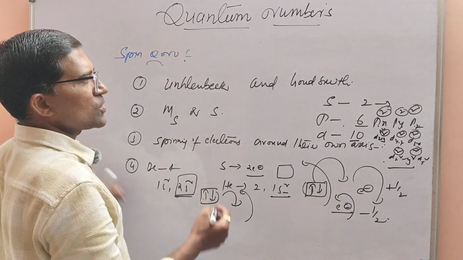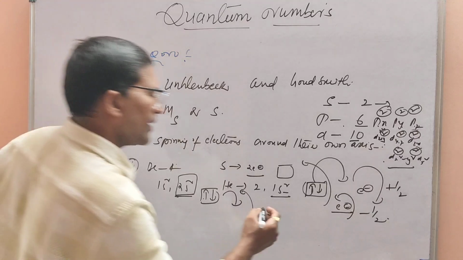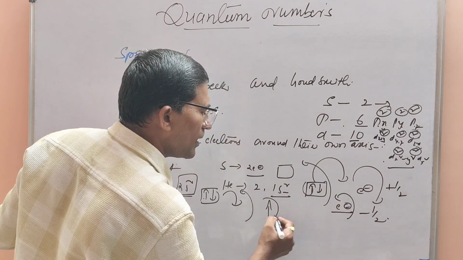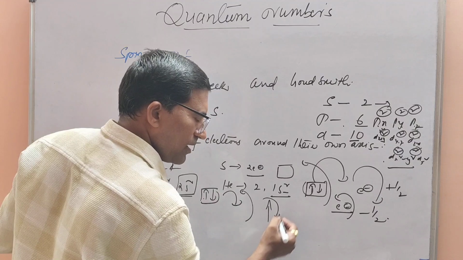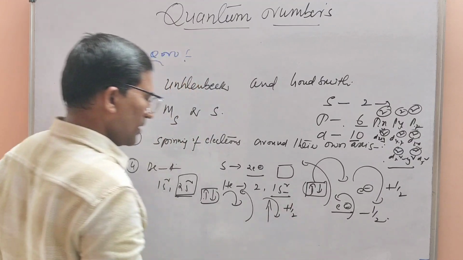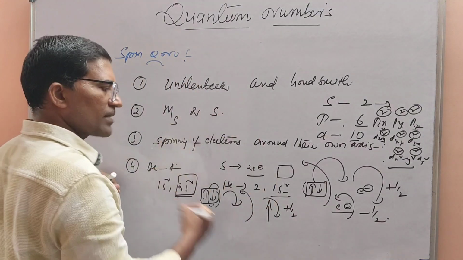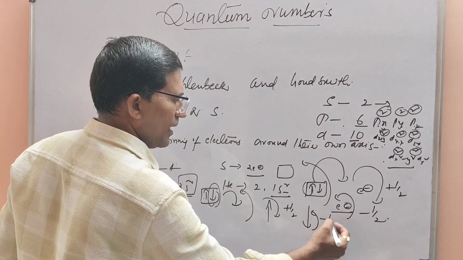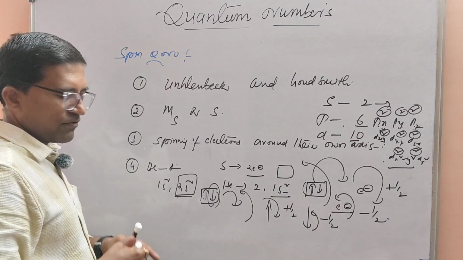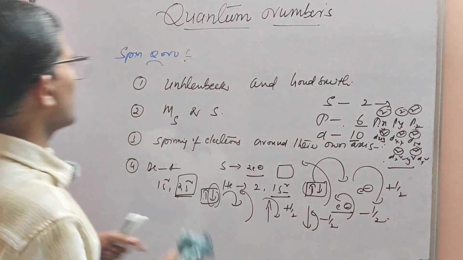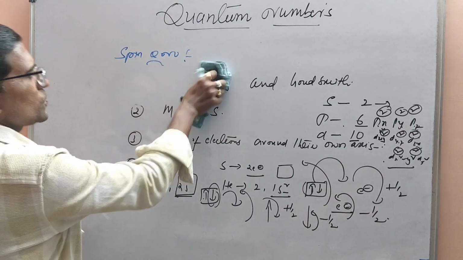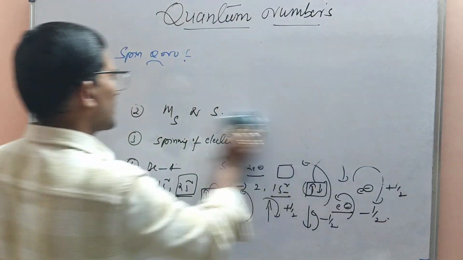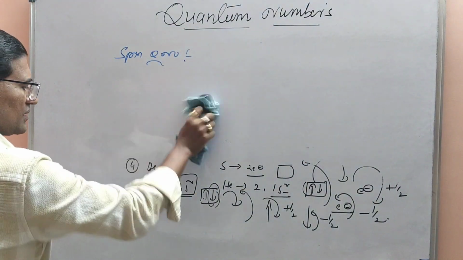Understood? If the electron spins in clockwise direction, it is represented by an upward arrow, and the value is plus half. If the second electron is spinning in anti-clockwise direction, it is represented by a downward arrow, and it is minus half, minus 1 by 2. Understood? So this spin quantum number signifies the spinning of electrons around their own axis.